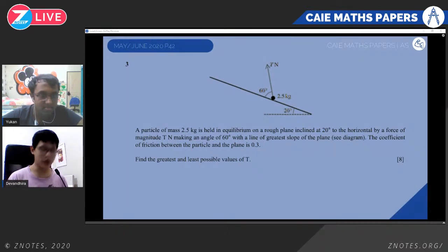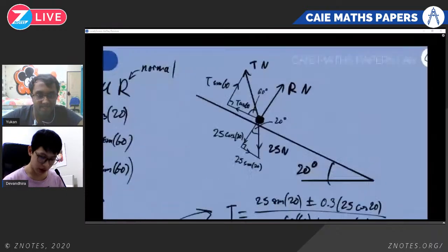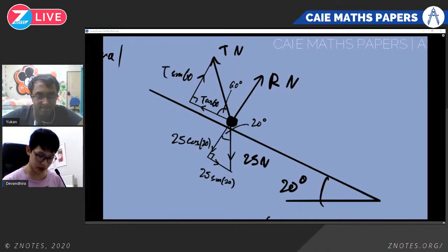When I first did this question, oh my god, what do I do here? But it's okay. I managed to do it anyway. So first, I tried to draw a diagram here. It's the same exact diagram as before, but I put more arrows here.